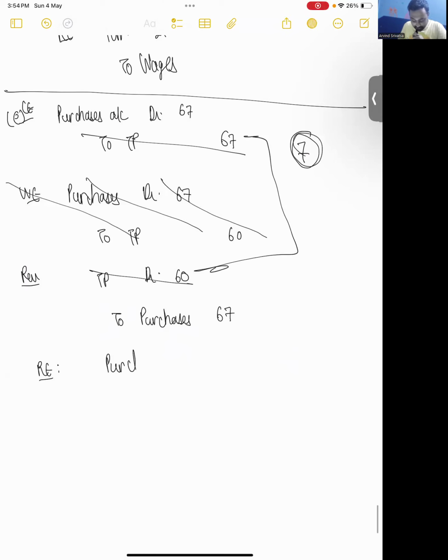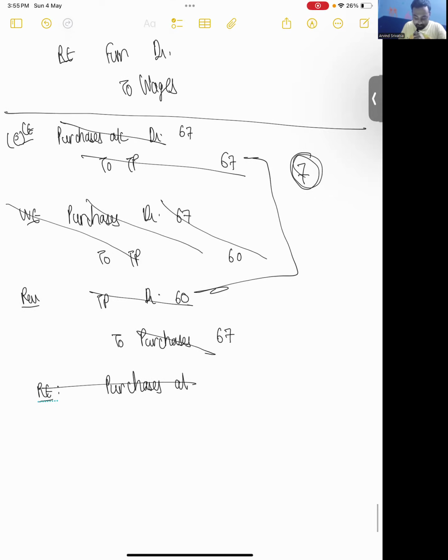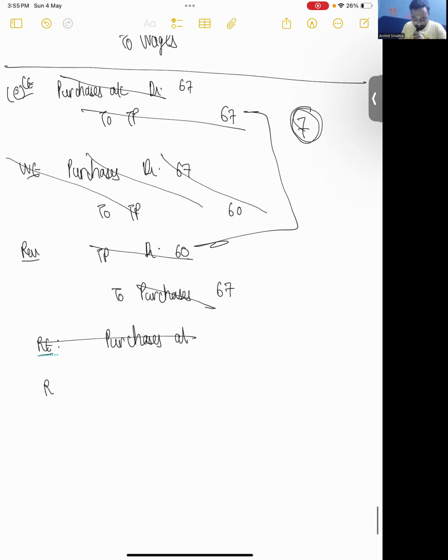So purchases will also get cancelled here. Purchases debit 67, credit is 67. Trade payables will get cancelled to the extent of 60, so you'll have a balance of 7 here. So the rectification entry: suspense account debit 7 to trade payables 7.